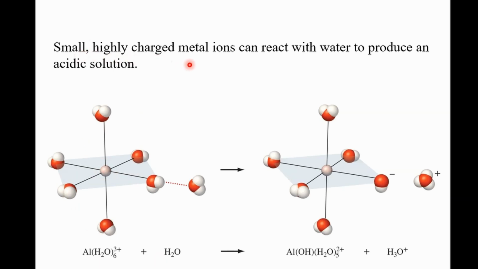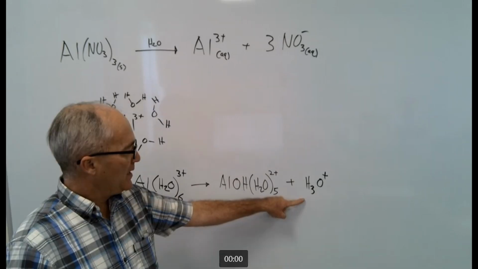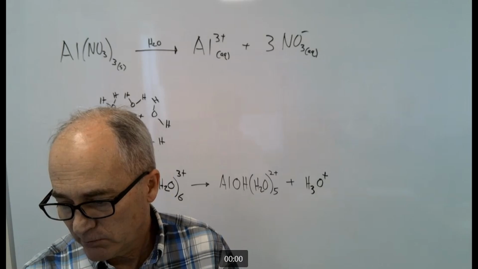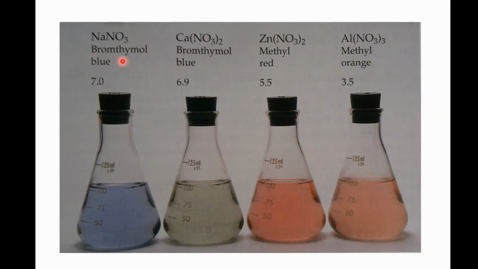Small, highly charged metal ions can react with water to produce an acidic solution. I failed to put my charge. And some metals are more capable of this than others. So bromothymol blue is an acid-base indicator. It has different colors at different pHs.